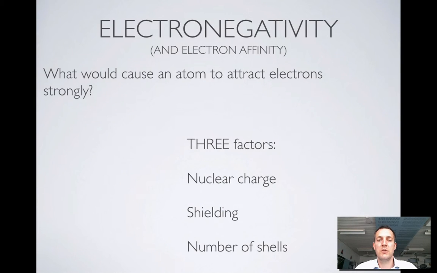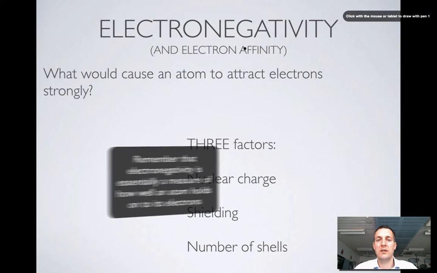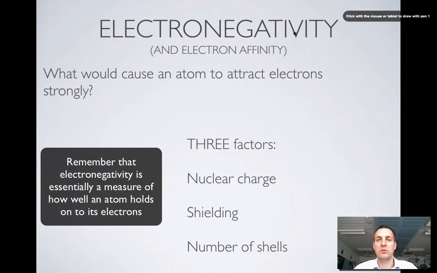Okay, moving on to electronegativity and something called electron affinity. Now, electron affinity is rather like electronegativity. Electron affinity is just basically how much energy is released when an atom gains an electron. You're going to release more energy when you gain an electron if you really like holding on to electrons.